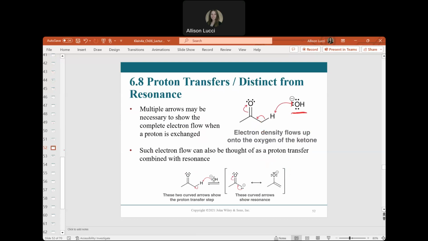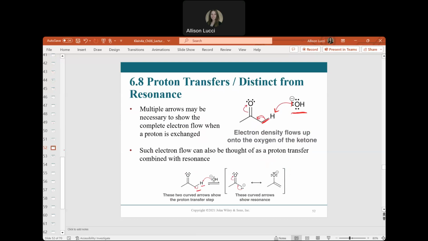Where the lone pair is, the head of our arrow is pointing towards this proton, and that will be grabbed, right? A new covalent bond will form with the OH, and then these electrons here will be moved onto our carbon atom. So the first two arrows that we see here show the proton transfer. This proton is removed, and then the lone pair is moved onto the carbon atom.